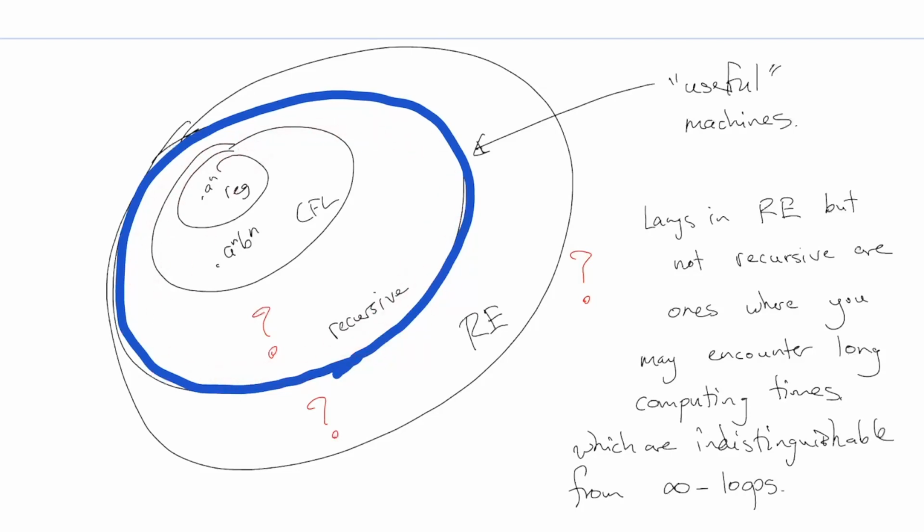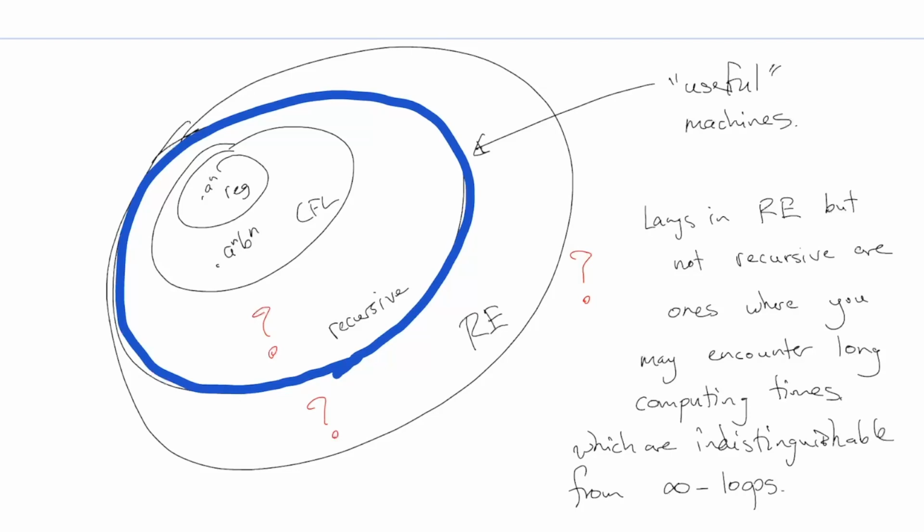So when people talk about Turing machines being useful for real-life computation, really the useful ones are in that smaller category, the recursive, not the RE category. All right? Okay, that's what I wanted to say about that.